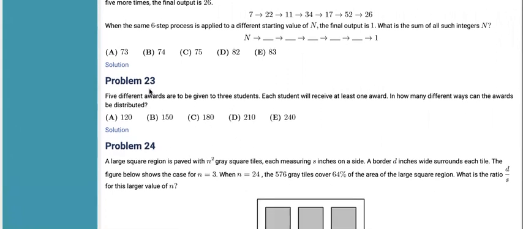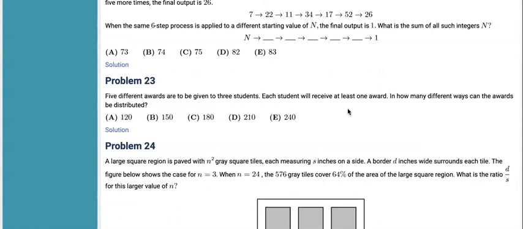Okay, problem 23, 5 different awards given to 3 students. Each student receives at least 1 award. How many different ways can the awards be distributed? Well, that's not too hard, is it? 5 different awards given to 3 students. Each student receives at least 1 award. Okay, maybe it's not so simple. Let's see what's happening here.